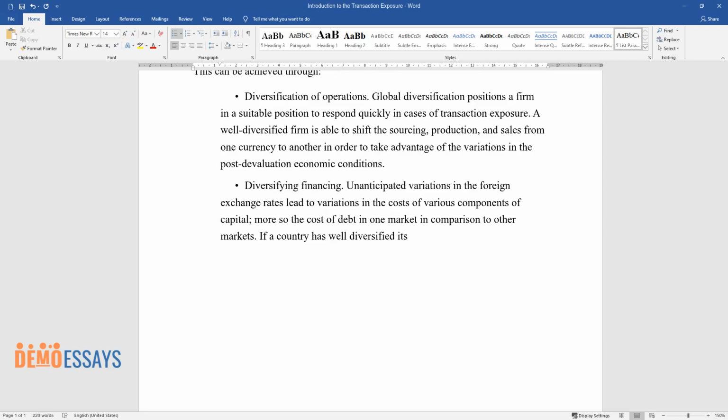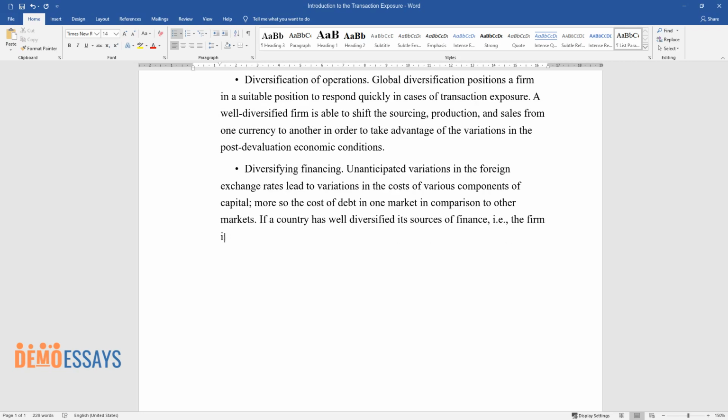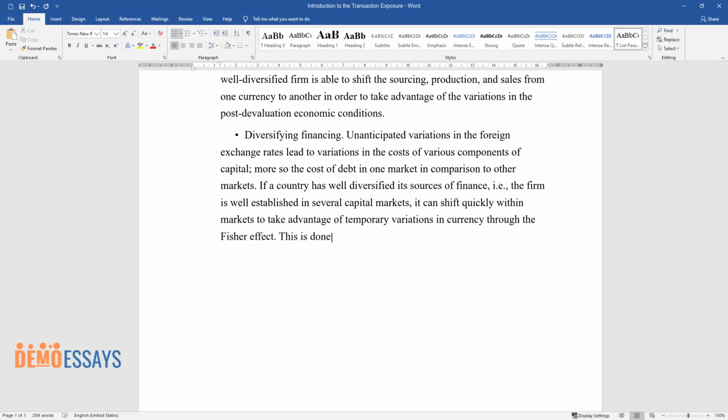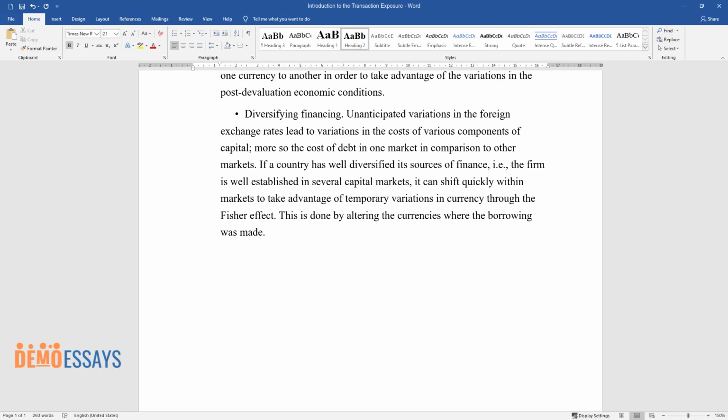If a country has well diversified its sources of finance, that is, the firm is well established in several capital markets, it can shift quickly within markets to take advantage of temporary variations in currency through the Fisher effect. This is done by altering the currencies where the borrowing was made.